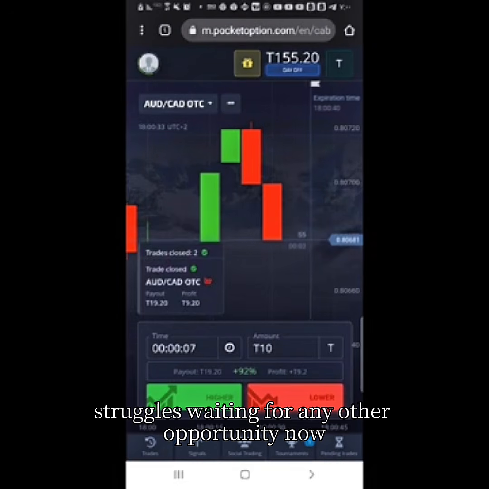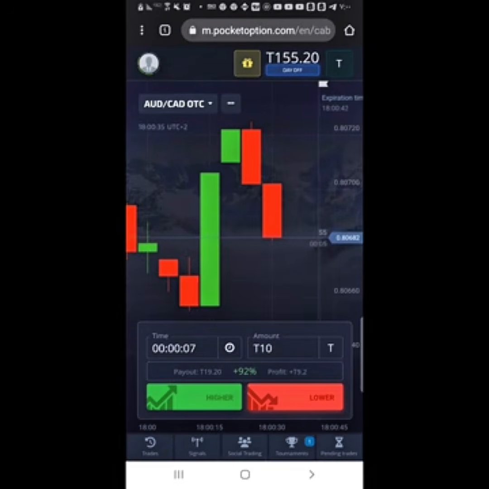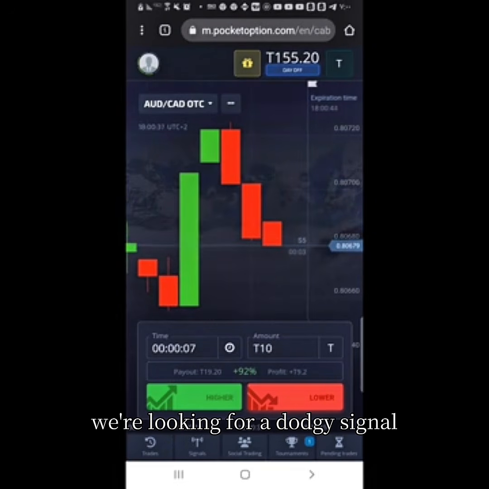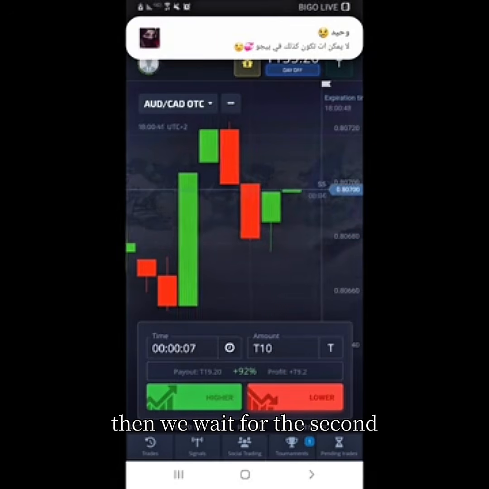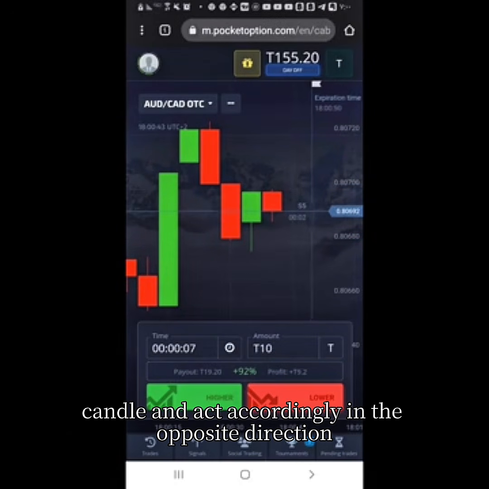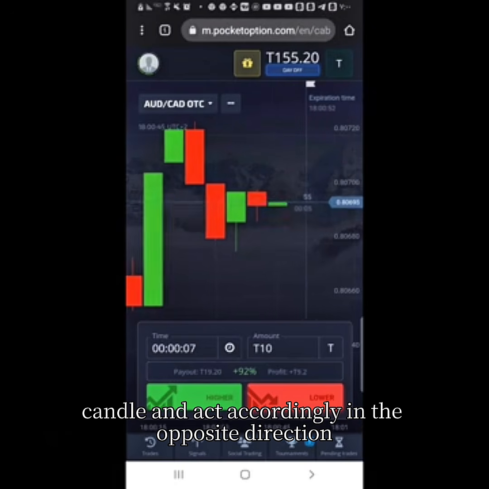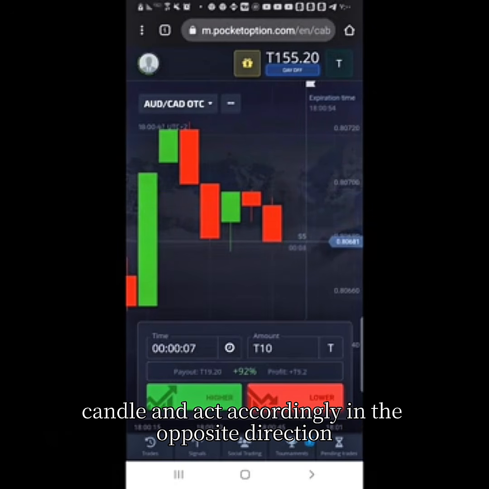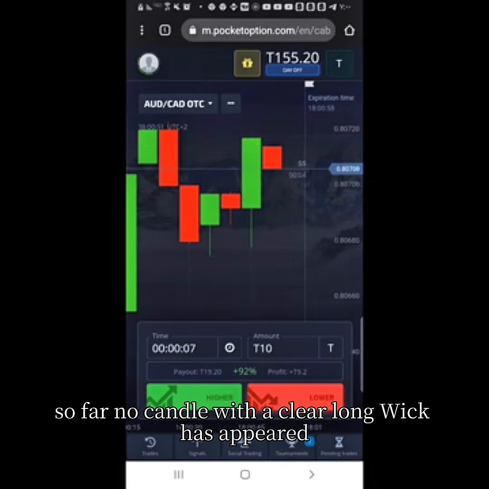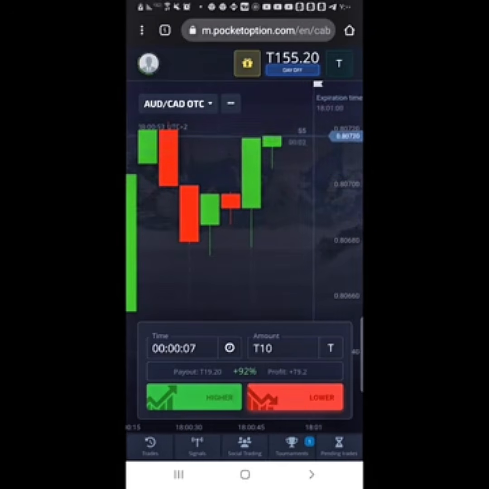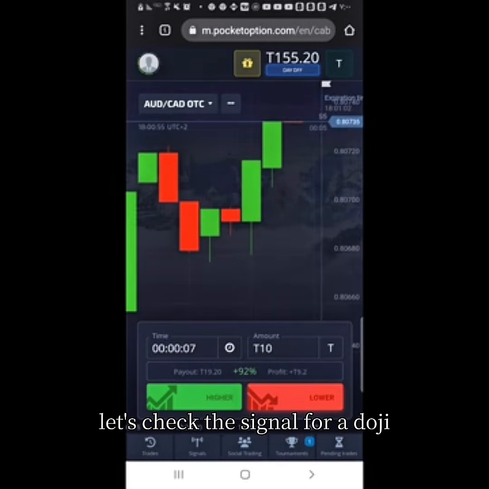Waiting for any other opportunity now. We are looking for a doji signal or a candle with a long wick. Then we wait for the second candle and act accordingly in the opposite direction. So far, no candle with a clear long wick has appeared. Let's check the signal for a doji.